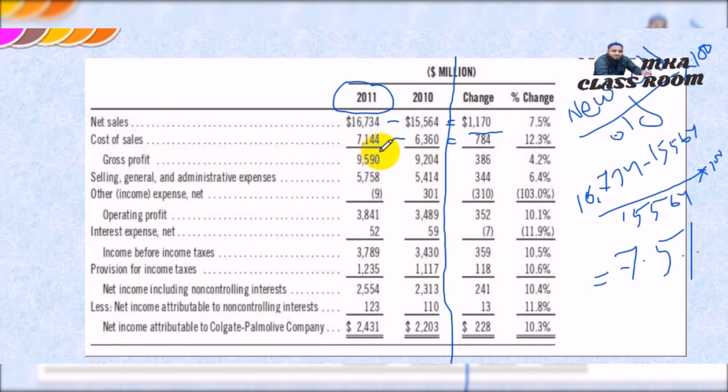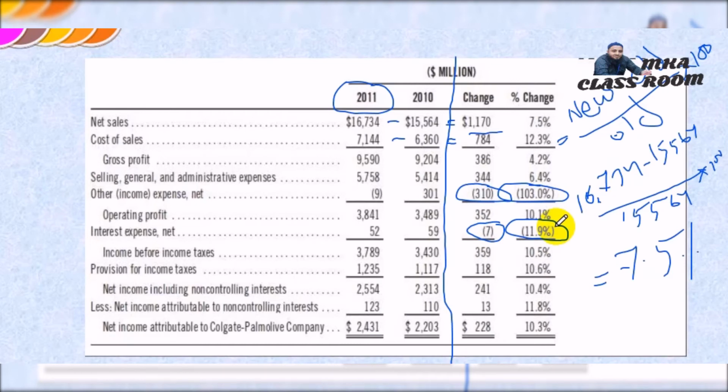Similarly, cost of sales 7,144 minus 6,360 divided by 6,360 into 100. You can get the 12.3%. In this way all of you can calculate. And in here other expenses shows the negative amount, negative percentage, so it is very difficult to interpret this type of results. So that is the rule.